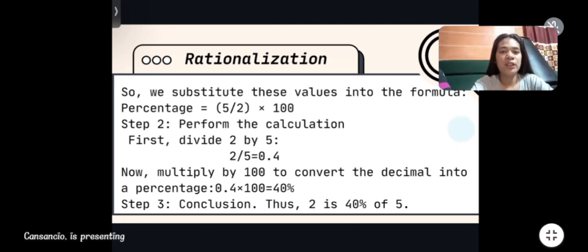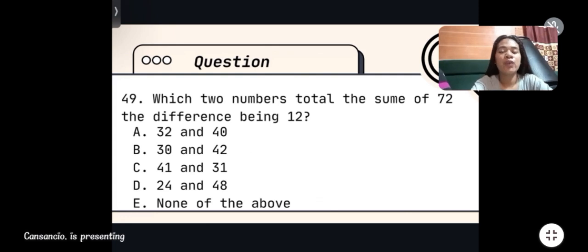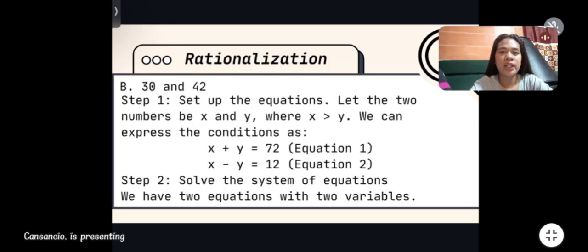Number 49. Which two numbers total the sum of 72, the difference being 12? A. 32 and 40, B. 30 and 42, C. 41 and 31, D. 24 and 48, letter E. None of the above. So the correct answer is letter B, 30 and 42. So step 1, set up the equations.